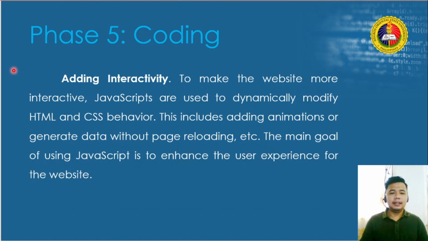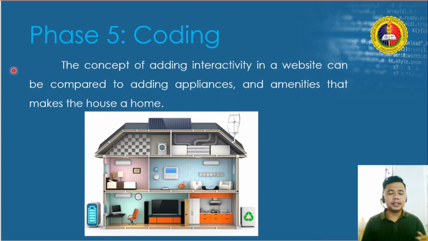Okay? And then we have interactivity. To make the website more interactive, JavaScript is used to dynamically modify HTML and CSS behavior. So this could include adding animations or generating data without page reloading, and many more. The main goal of using JavaScript is to enhance the user experience of the website. The concept of adding interactivity to the website can be compared to adding appliances and amenities that make the house a home. For those who didn't get it, it's basically the things that will make the home an easier place to live.